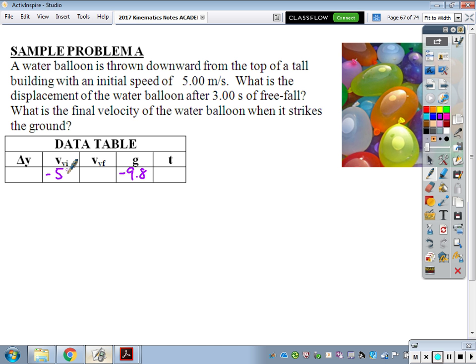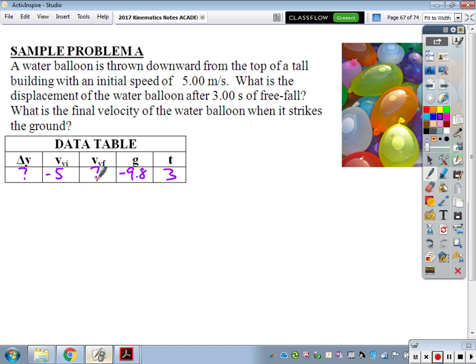Carly, anything else you'd like to throw out? I'd say there's one more piece of information we can put into our table. Okay, 3 seconds. Okay, so we have that. Now we are asked to solve for the displacement, and we are asked to solve for the final velocity. So we actually have 2 question marks here. We have nothing that's crossed out.